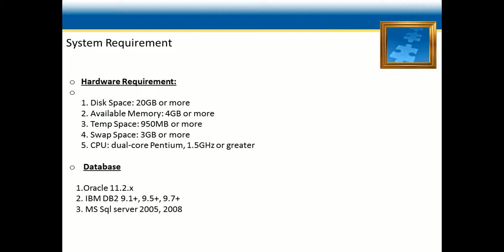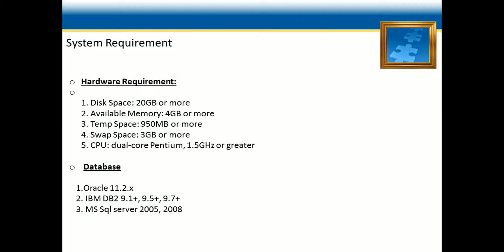Here we have disk: you need disk space of 20 GB or more. Available memory is 4 GB or more. Temporary space should be 950 MB or more. Swap space should be 3 GB or more. Your CPU should be dual core Pentium 1.5 GHz or greater. These specifications or requirements are given by Oracle itself.